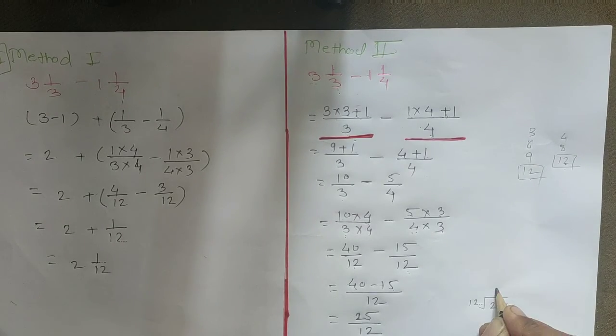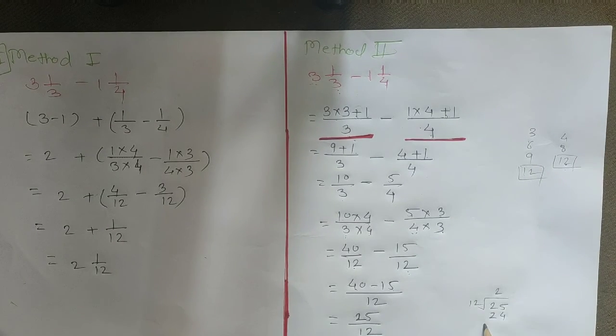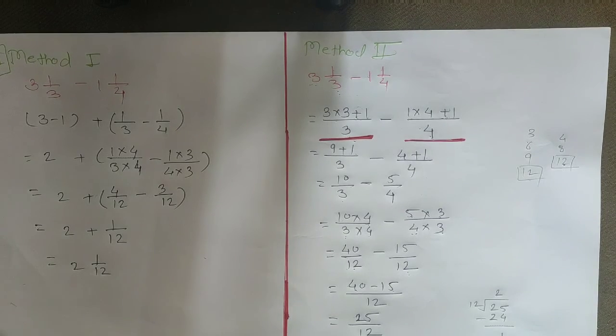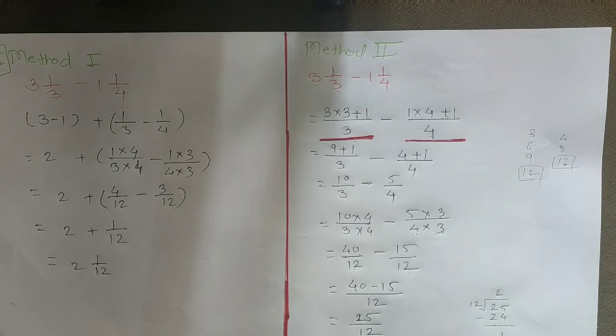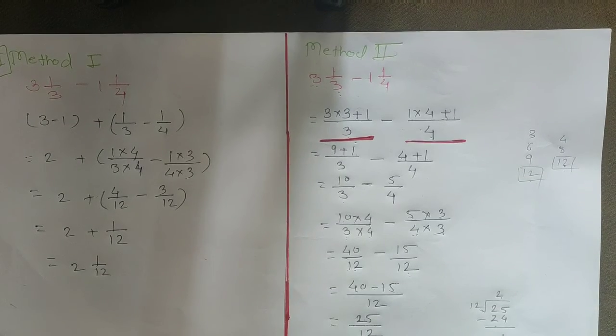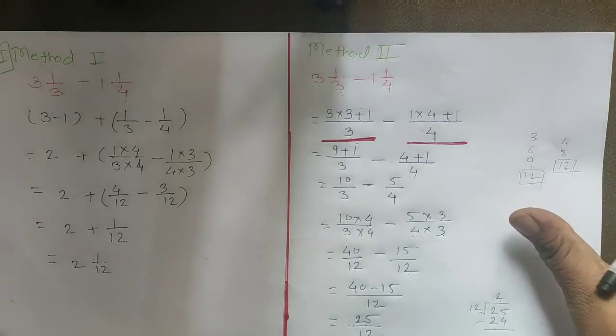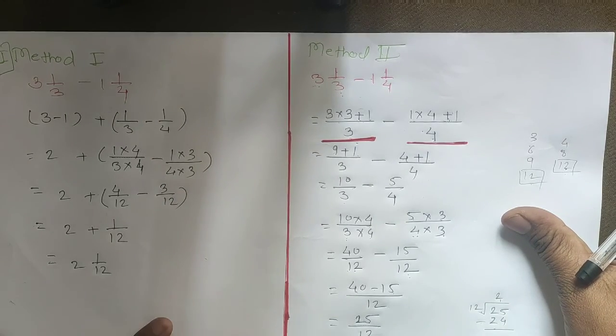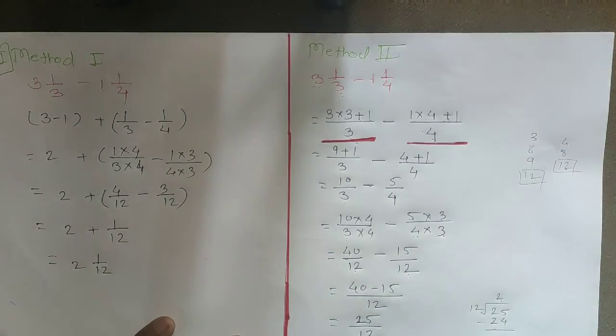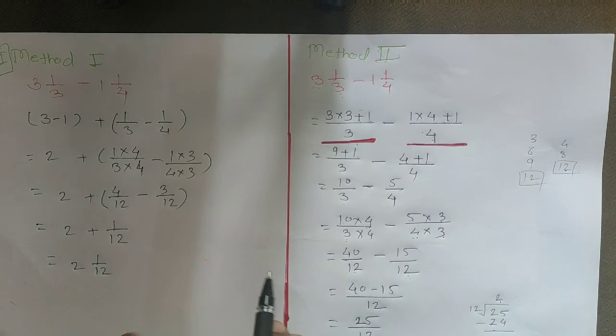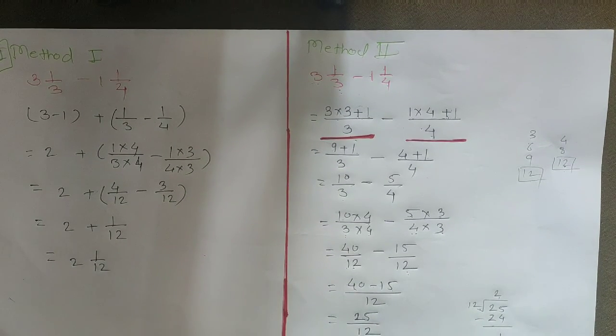So 12 2s are 24, so here it is 1 remaining. As you know how we write it, 12 is the denominator, this 2 we write here as the whole number, and here the remainder is 1. So 2 integer 1 upon 12 is the answer. In this way you solve the subtraction examples of mixed numbers. So addition and subtraction we have completed today.